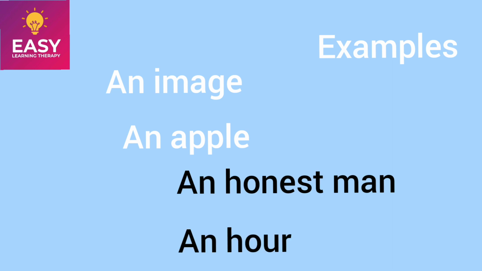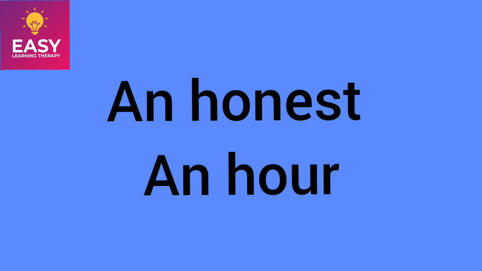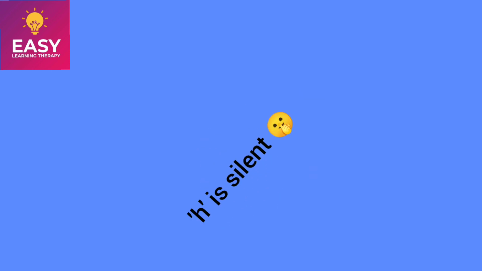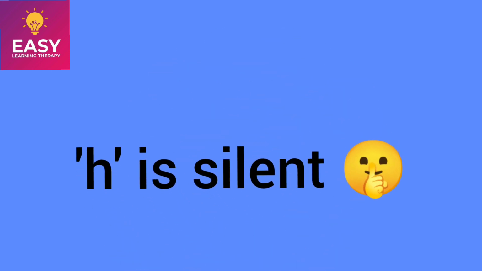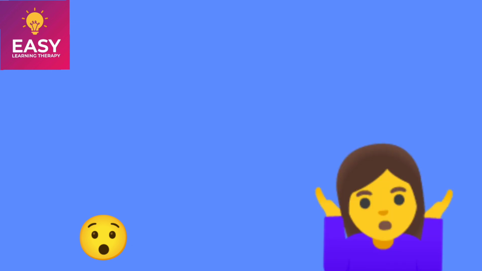You may ask why "an" is used in front of H. In these words, honest and hour, the letter H is silent. So these words begin with an O sound. The letter O is a vowel. So that's the reason we use an honest man and an hour.